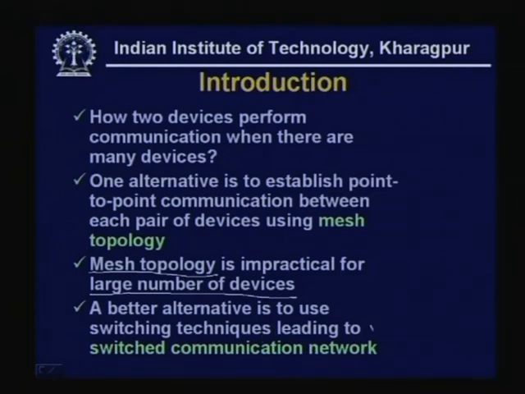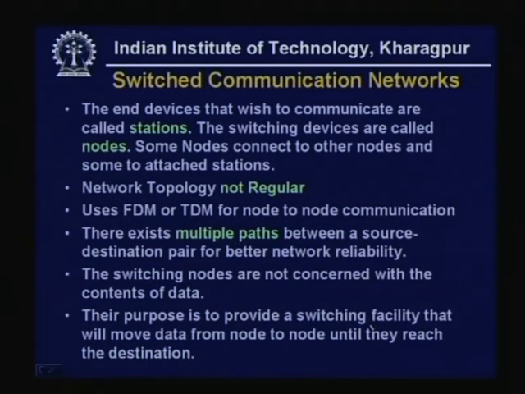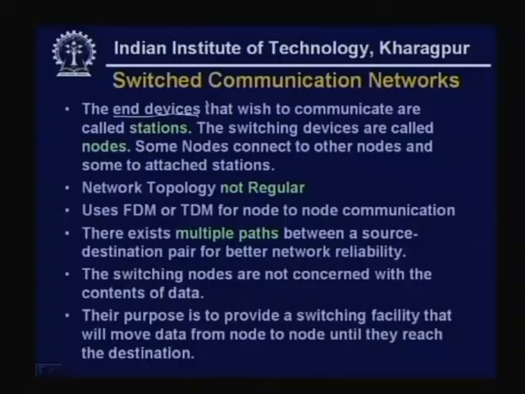So, let me introduce to you what we mean by switched communication network. In a switched communication network, you will find end devices. The end devices are essentially computers, peripherals, communication equipment such as cell phones, laptops, PDAs and various other things, and these are known as stations. The switching devices are called nodes. That means we are using some additional devices, intermediate devices known as nodes, and in such a situation some nodes connect to other nodes and some nodes are attached to stations.